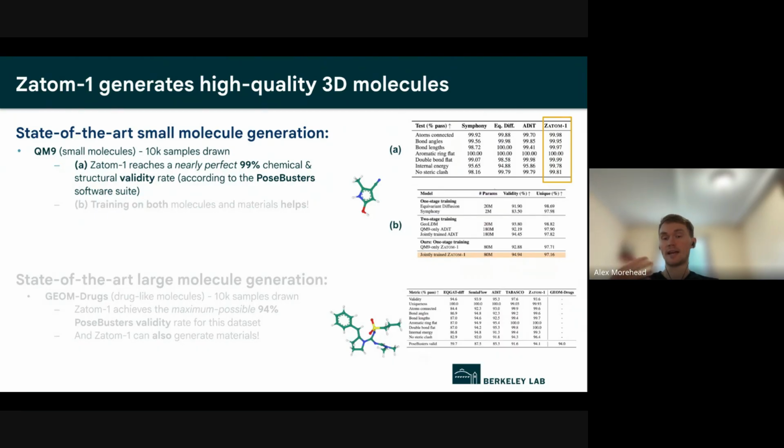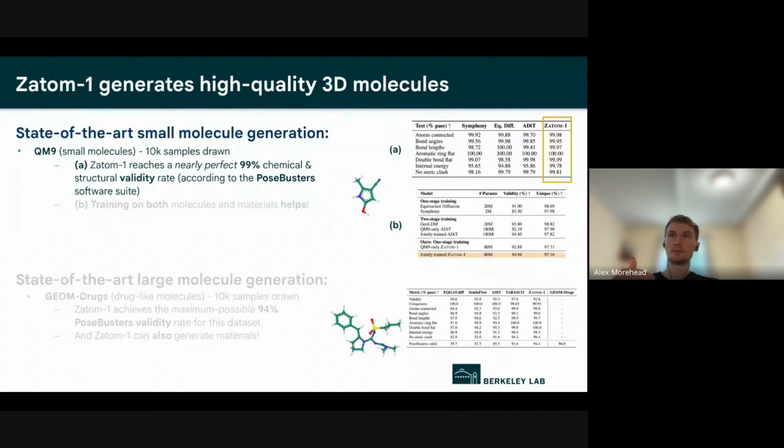For example, are all the atoms in the molecule connected? Are all the bond angles and lengths in a regular range of what you would expect? No steric clashes, and so on and so forth. And you can just measure the percentage of molecules that passed all these tests. What you'll see is that Zatom1 is hitting nearly 100%, almost a perfect chemical and structural validity rate across an intersection of all of these different unit tests, which is a good sanity check to see if your model has really captured the data distribution well.